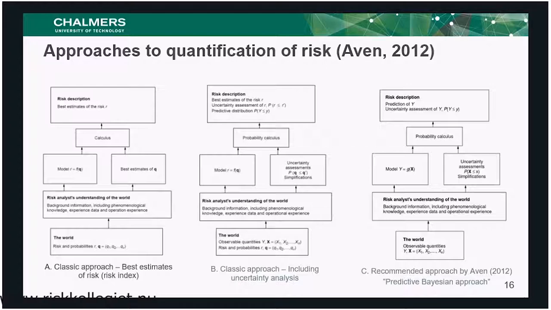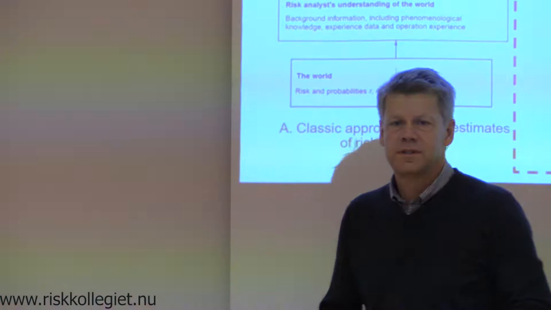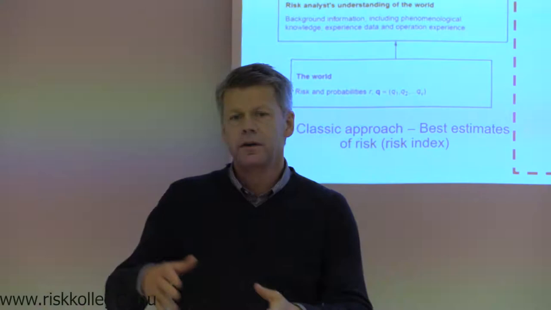So my interpretation of what Aven says is that if you have a Bayesian approach where you have subjective probability estimations, you should not really put uncertainty distributions on the probabilities that you're working on, but just look at the observable quantities of the risk, what can be observed, what can be measured. That's what you should put uncertainty distributions on, representing both the aleatory and the epistemic uncertainties. That's his line of thinking.